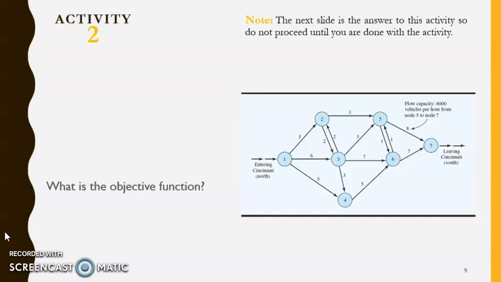Okay, so it is not like that. For example, you start writing 5 times x12. No, it is not like that, because 5 is the capacity. In fact, it is something related to constraint. It is not something related to the objective function. It's different from the previous one.